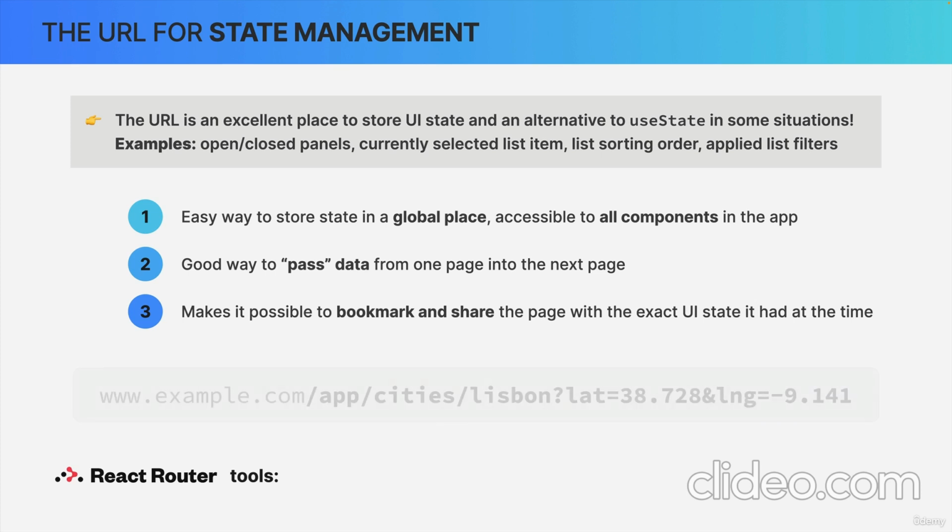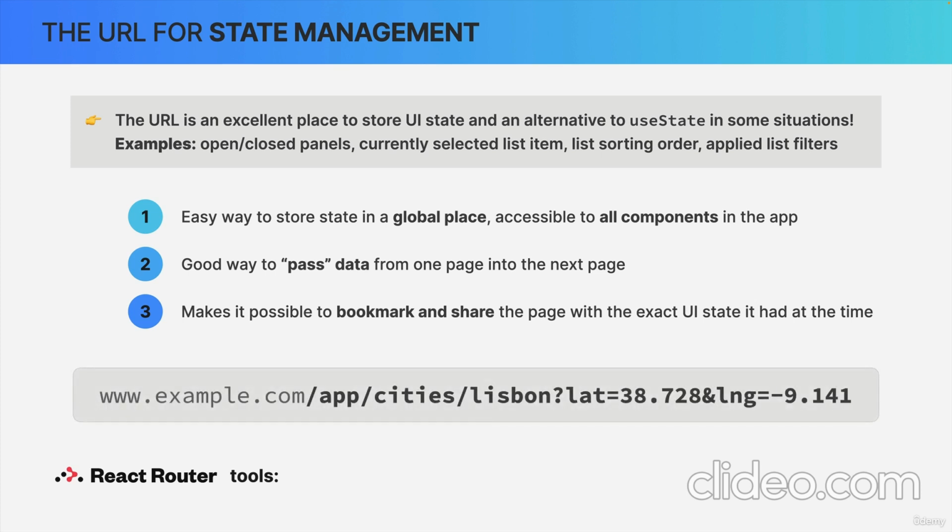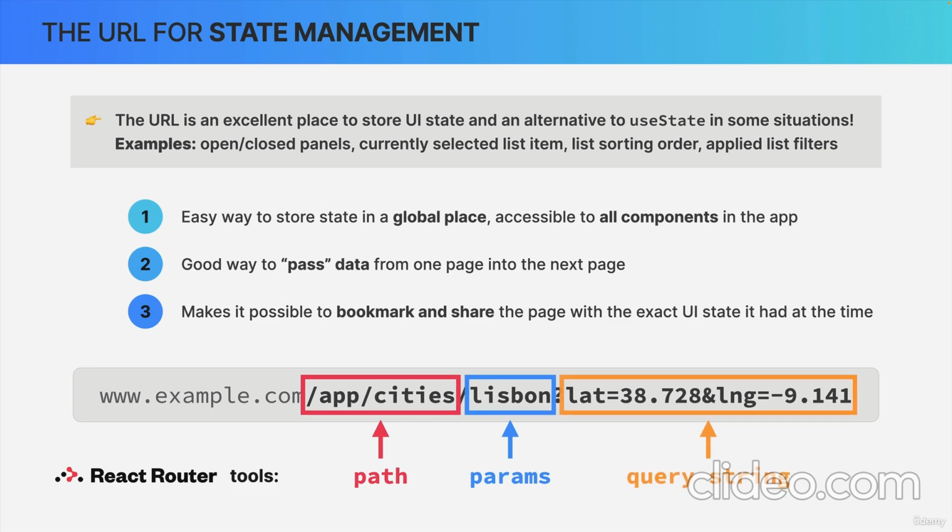So in a URL like this, we already know that we have a path, for example, app/cities. And we can consider this part state because it corresponds to the component that is currently being displayed. But this part is not really useful for state management in the way that I have been describing. So for actually storing state in the URL, we use params or the query string.